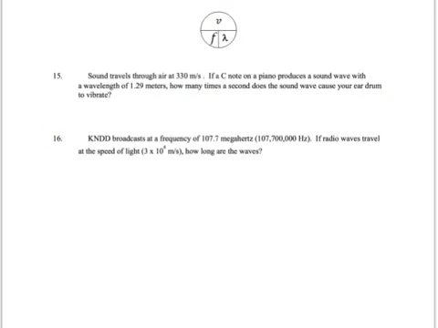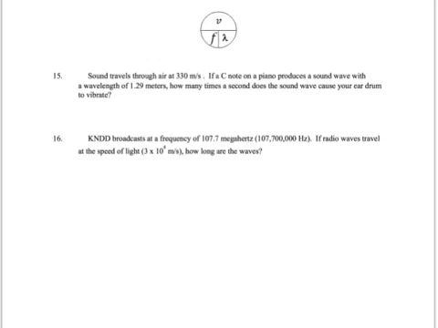Alright, let's try number 16. Alright, so KNDD, a radio station you may listen to, it broadcasts at a frequency of 107.7 megahertz, which means million hertz. So that basically means the base frequency for those waves, it has electrons in the tower wiggling 107.7 million times a second, which is kind of a mind blower.